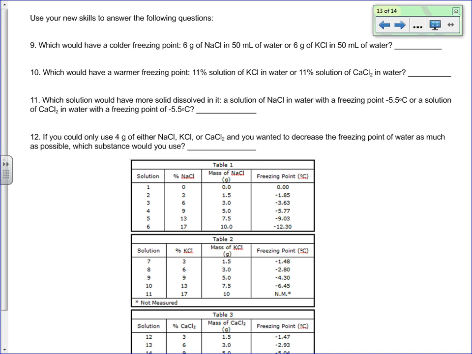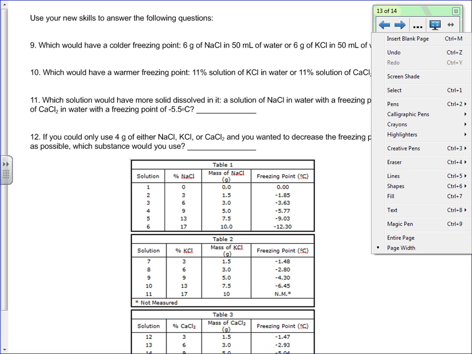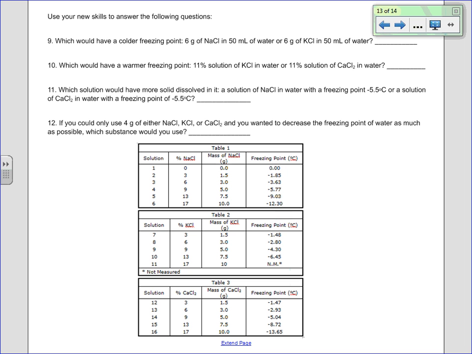If you are pressing play at this point, that means you've answered questions 9, 10, 11, and 12 and are ready to go through the answers. So the first thing we need to do is take a look at question 9. Which would have a colder freezing point? 6 grams of NaCl in 50 milliliters of water, or 6 grams of KCl in 50 milliliters. Again, we can remember that this 50 milliliters thing is really just there as excess wording that you don't really need, so we can always cross it out.